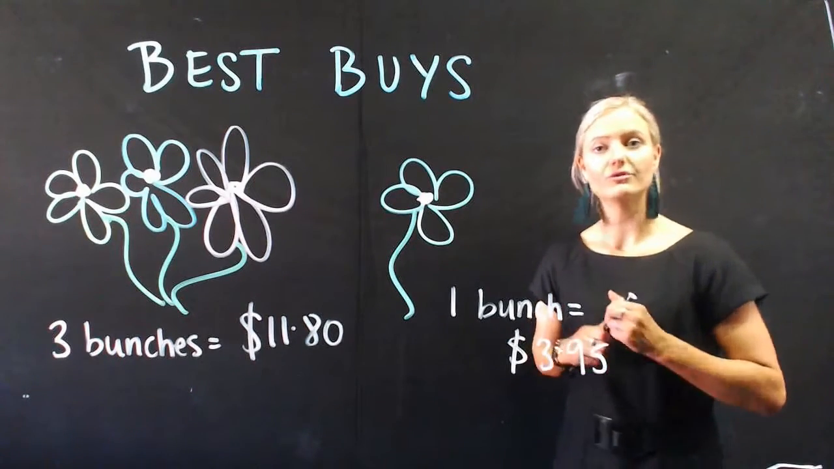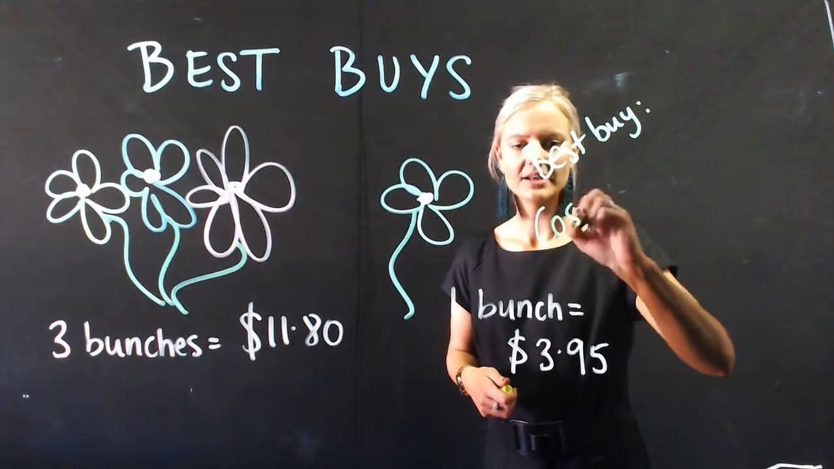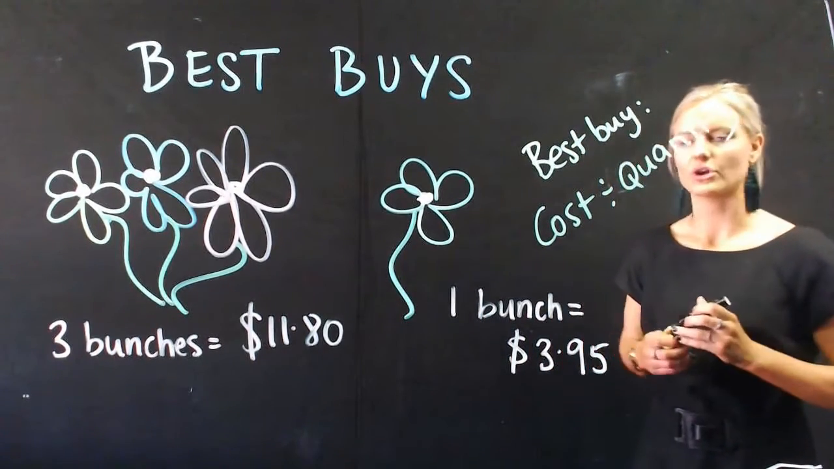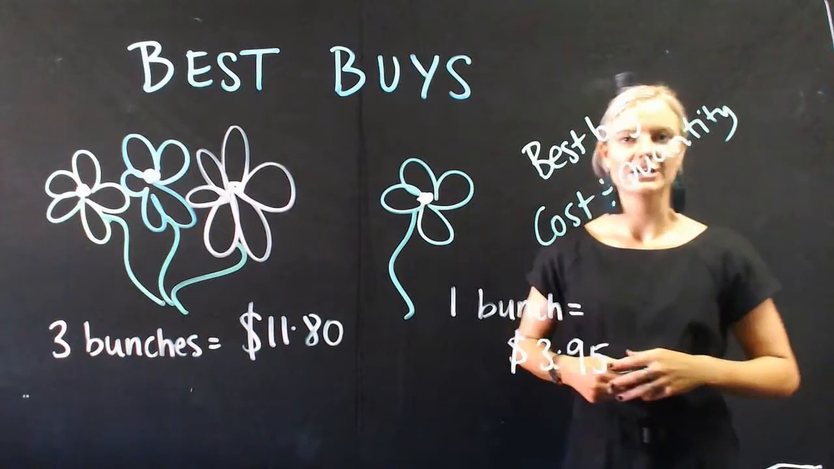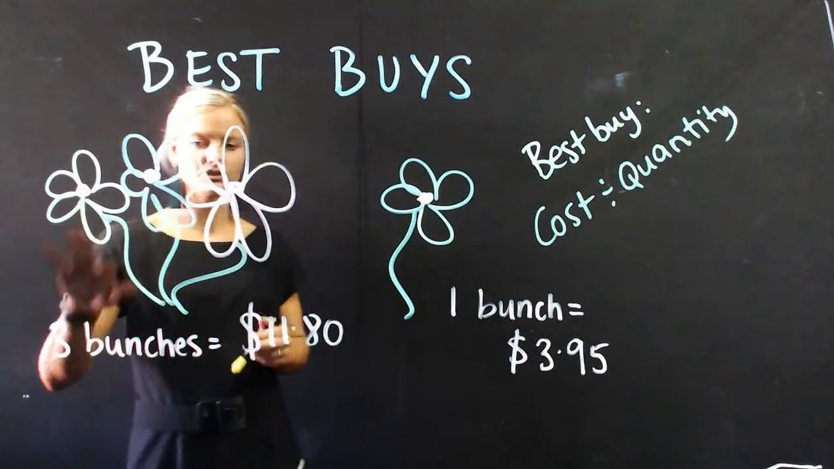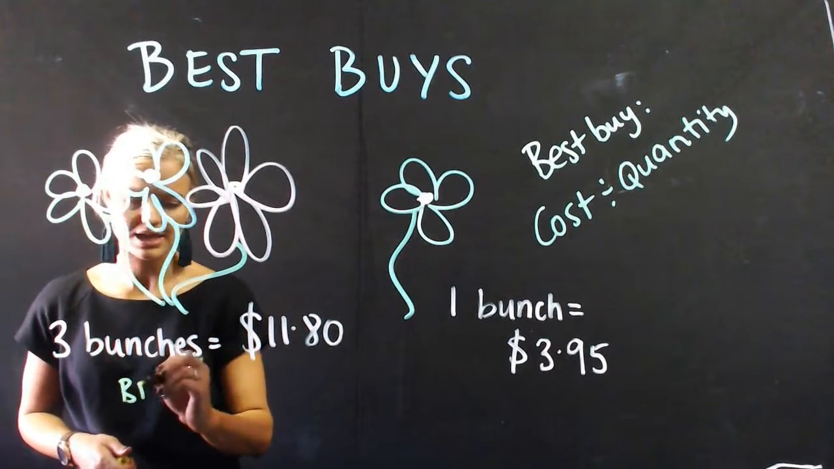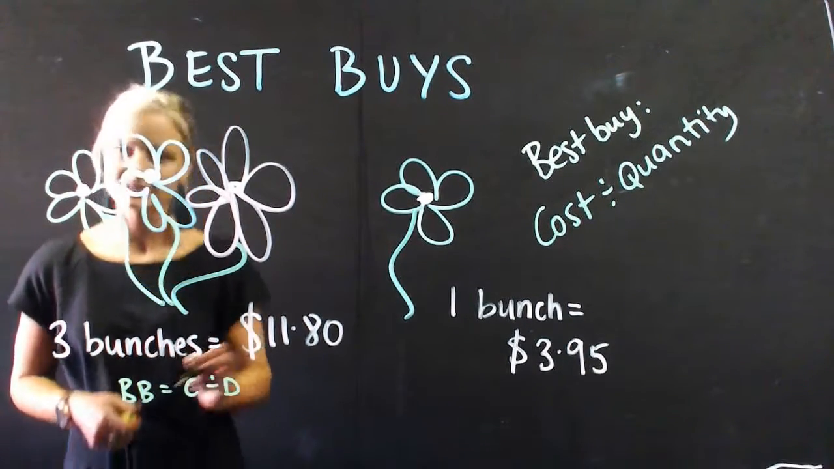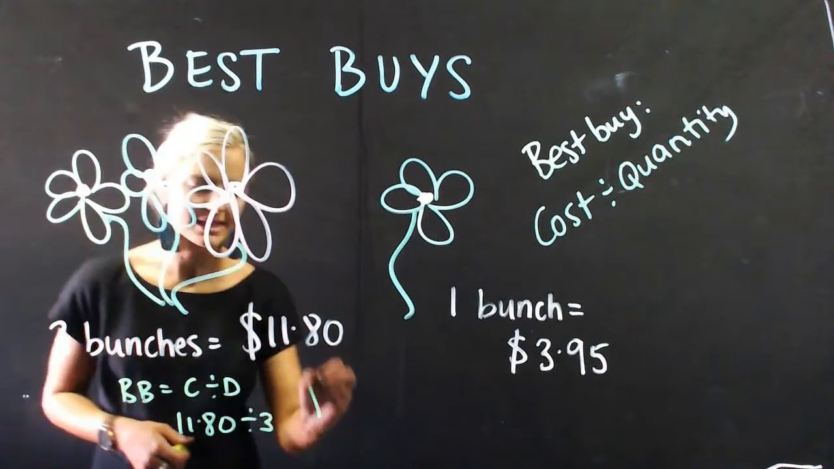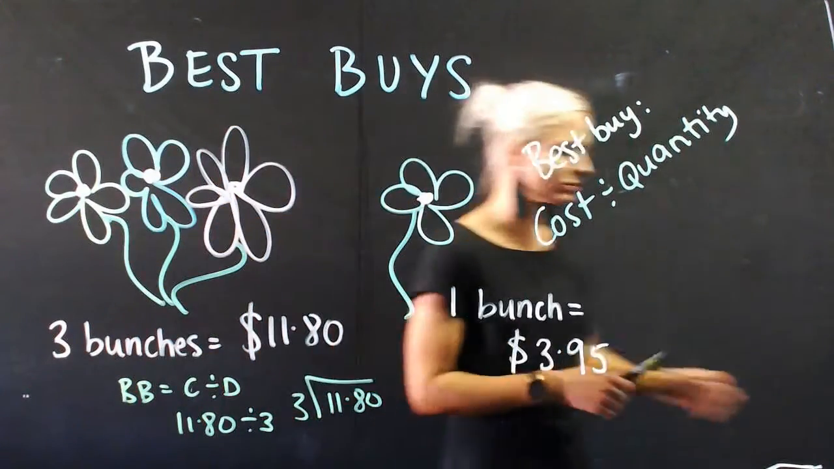There's a formula that you will use for best buys. This formula is cost divided by quantity. How much do the items cost divided by how many there actually are? What quantity is there? So to work out the cost per bunch, if you were to buy 3 bunches for $11.80, the best buy equals cost divided by quantity. Cost is $11.80. There are 3 of them. Let's undertake $11.80 divided by 3 to work out what it would cost per bunch.